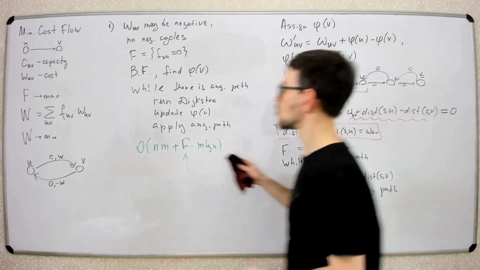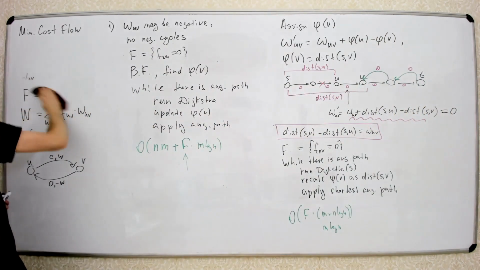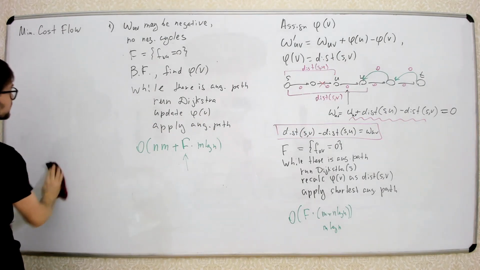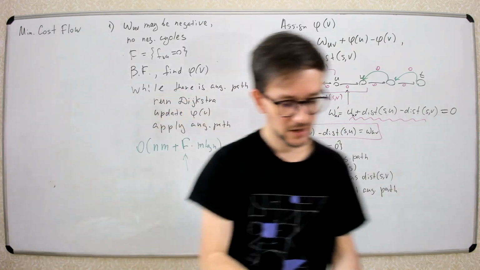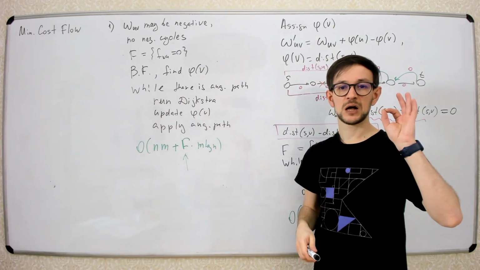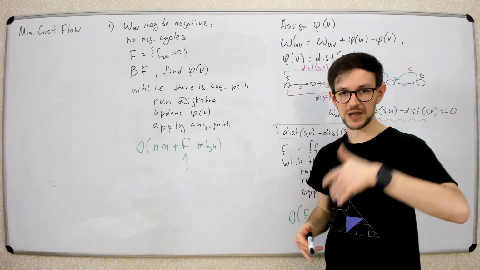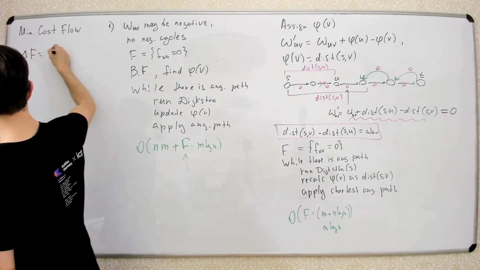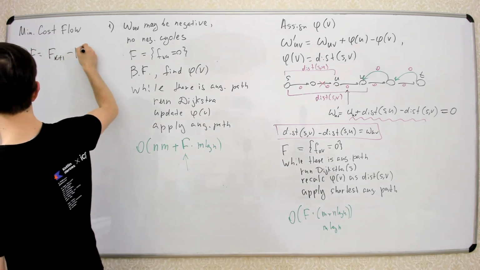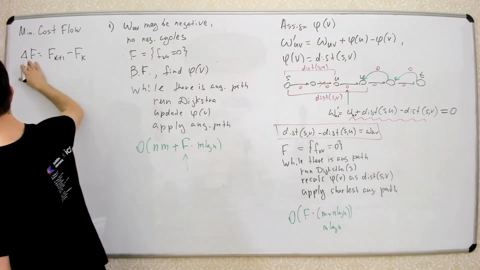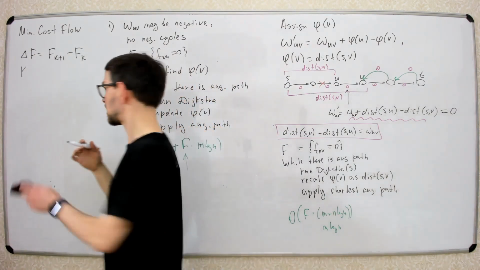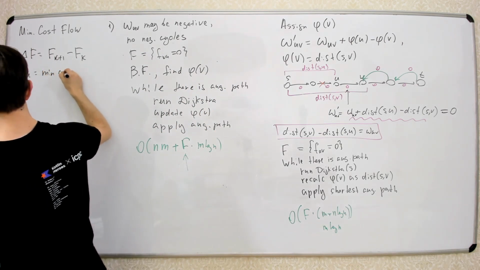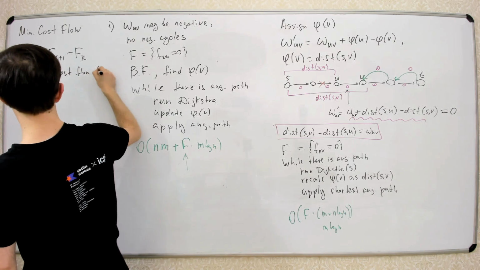Okay, let's prove it a little bit more carefully. Let's look at the difference between flow fk and flow fk plus 1. Let's say delta f is the difference between the flow of size k plus 1 and the flow of size k. The flow fk is the minimal cost flow of size k.